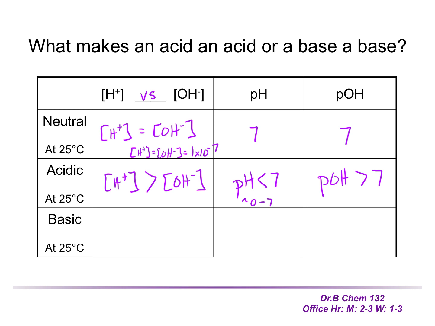And lastly, for a base, in a basic solution, the concentration of H plus is less than the concentration of OH minus, or I have more OH minus than I do H plus. That gives me a pH greater than 7. So for bases on the pH scale, that's going to be from 7 up to 14, where my pOH is going to be less than 7. Any questions there?